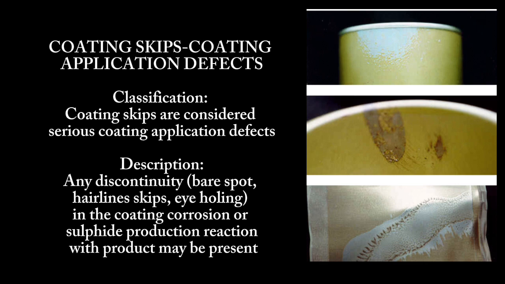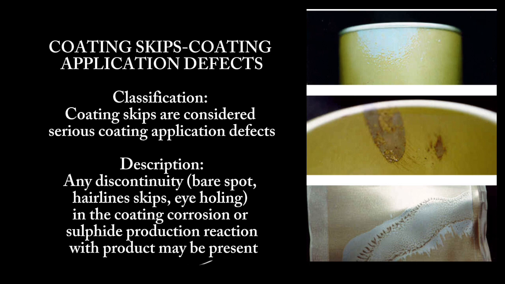Another one is coating skip. These are areas on a metal plate where the protective coating has not been properly applied, resulting in bare or thinly coated spots. These discontinuities can appear as small bare patches, fine lines, or hairline skips, or holes in the coating layer or eye holing.